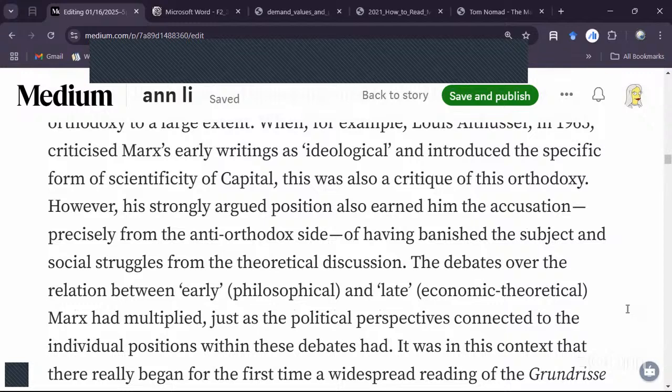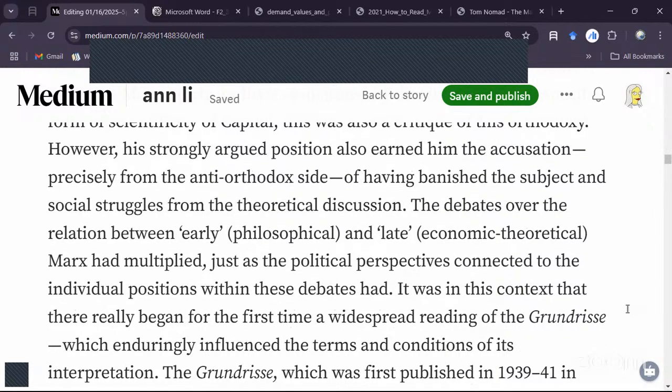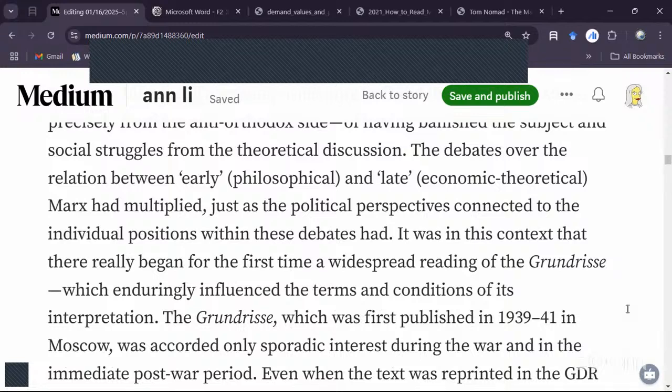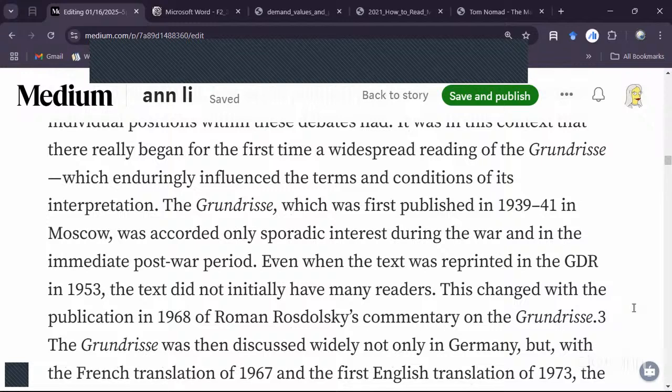It was in this context that there really began for the first time a widespread reading of the Grundrisse, which enduringly influenced the terms and conditions of its interpretation. The Grundrisse, which was first published in 1939 to 41 in Moscow, was accorded only sporadic interest during the war and in the immediate post-war period. Even when the text was reprinted in the GDR, East Germany, in 1953, it did not initially have many readers. This changed with the publication in 1968 of Roman Rosdolsky's commentary on the Grundrisse.